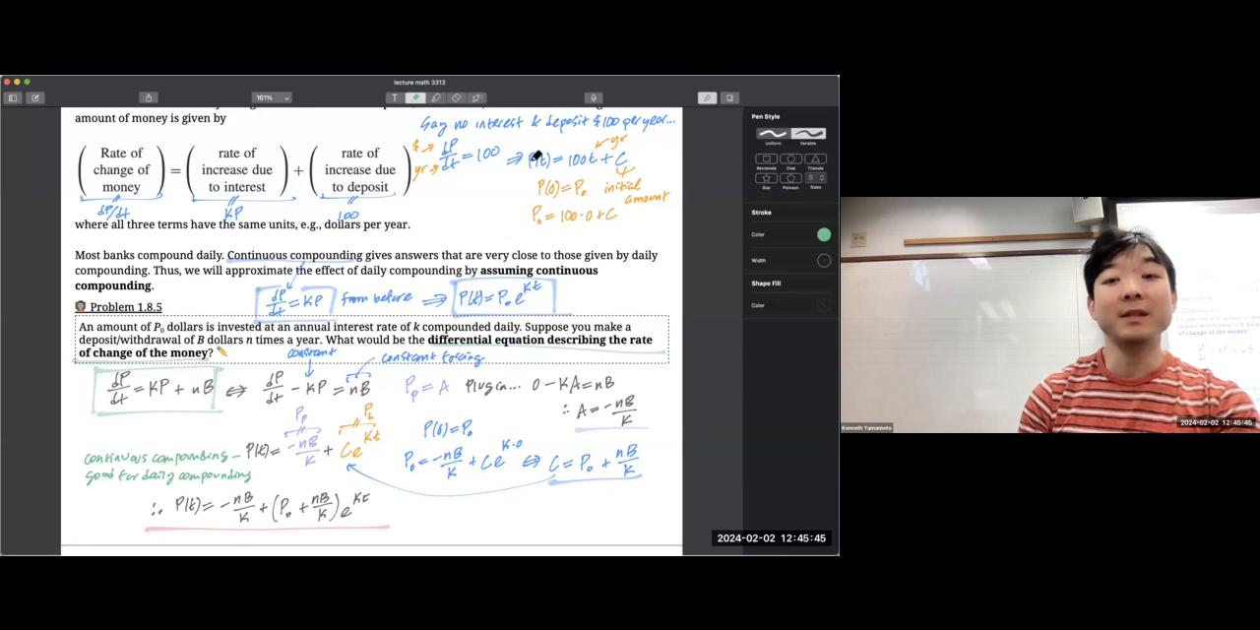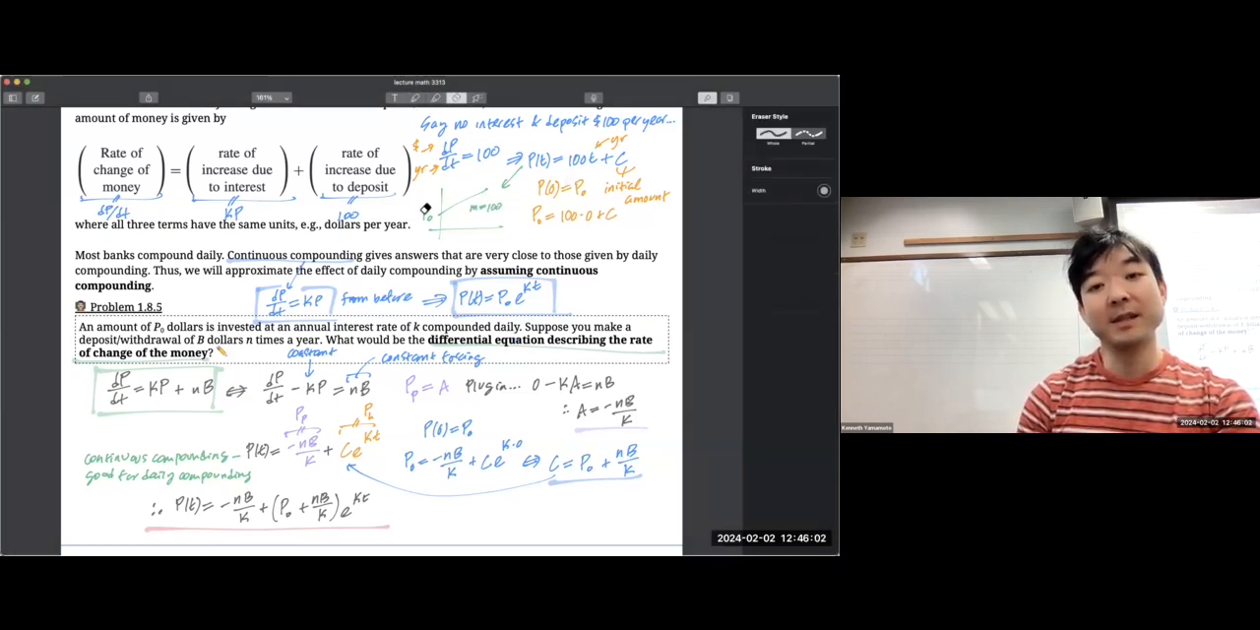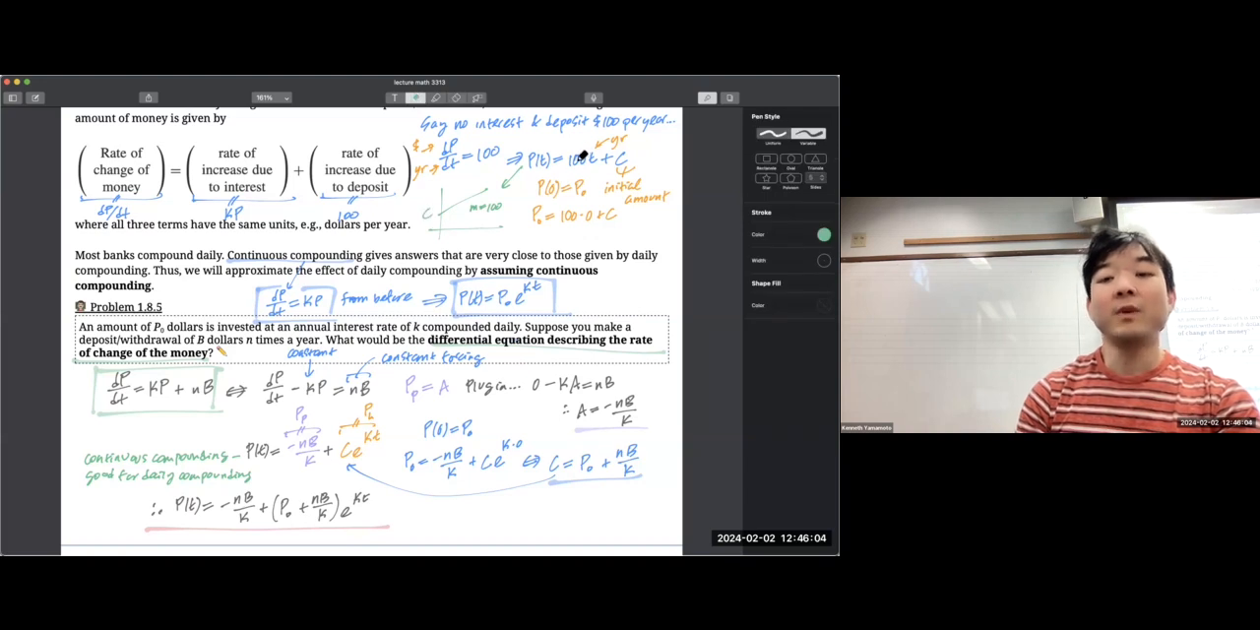So if you think about this, what's the graph for this P of T? You just have some C, which is your initial, I guess say P naught, which is your initial amount. And then it's just going to have a slope of 100. So I'll just say M is equal to 100. It's basically like Y equals MX plus B. M is 100 and C is like your Y-intercept.